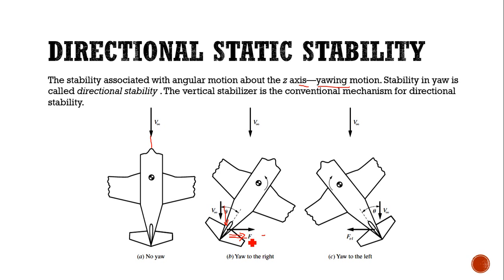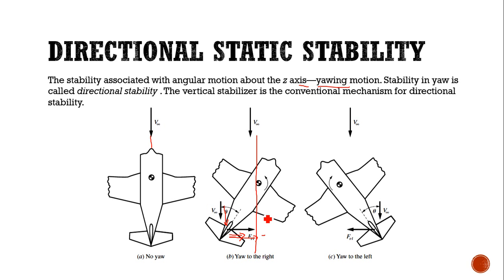the tail portion is shifted to its equilibrium position, or trimmed to its equilibrium position, that is this red line, and the aircraft is brought back to the neutral or equilibrium position. This is called directional stability.